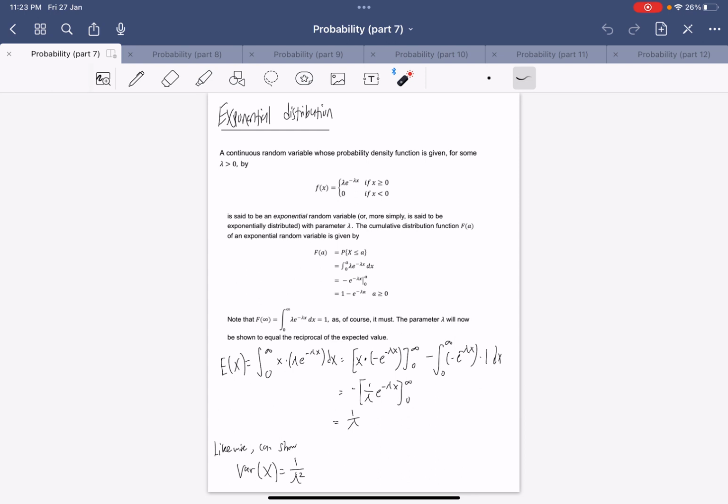Hi, in this video, I'll be going through a course on probability. In the previous video, we have already seen two different types of continuous random variable distributions. One is the uniform and the other is the normal.